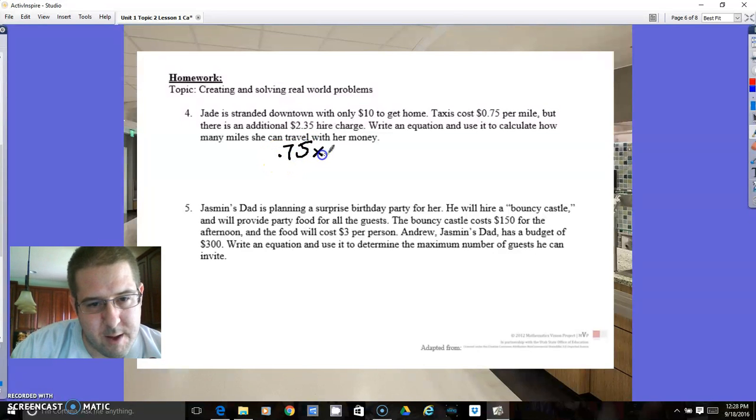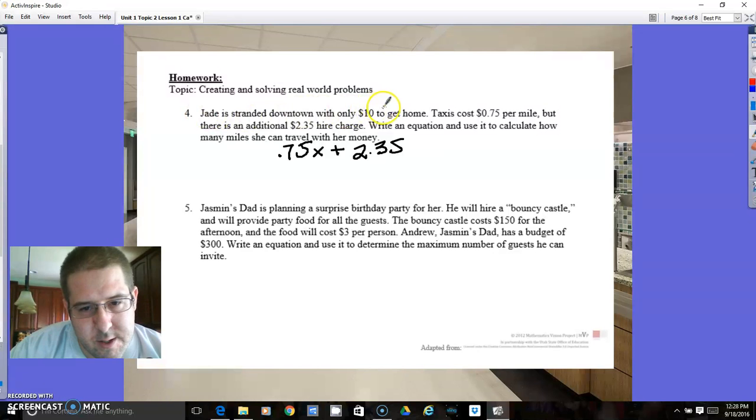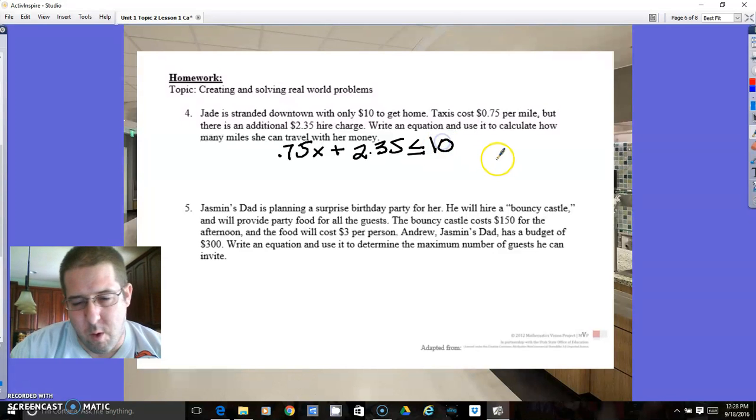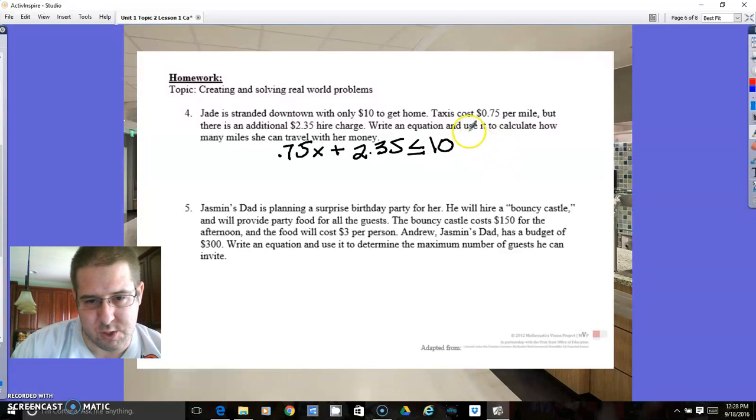I'm going to make x the amount of miles. Plus, you've also got to pay $2.35. And Jade is stranded downtown. She only has $10, so she can spend less than or equal to the $10. She can't spend more. She can spend equal to, because she can just use all of her money. Write an equation and then use it to calculate how many miles she traveled. Okay, so x is the amount of miles she traveled.